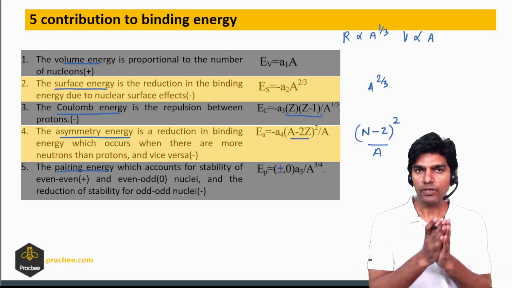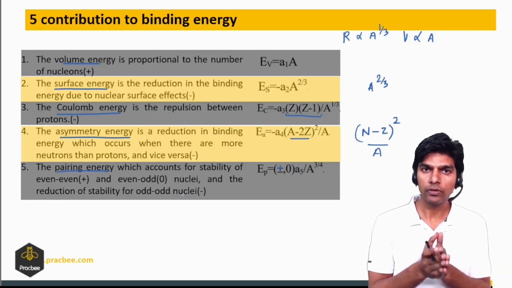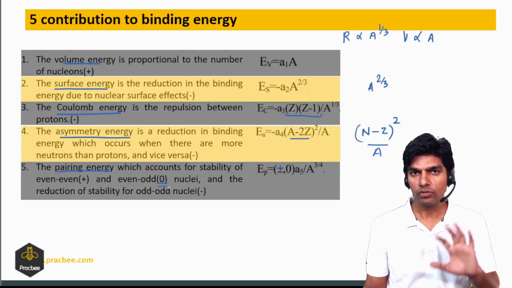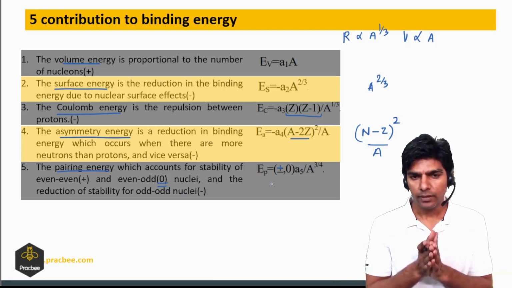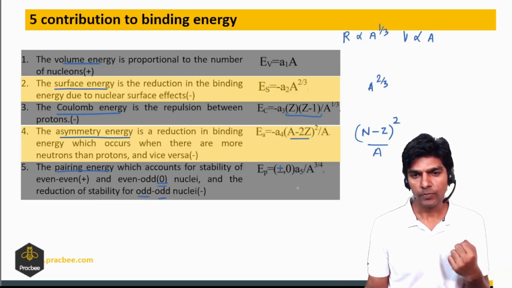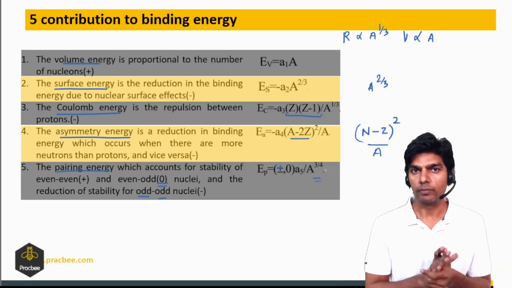And if we have an even number of neutrons and an odd number of protons, or an odd number of neutrons and an even number of protons, it does not hamper the stability. So there will be no change in the binding energy. But if we have an odd number of neutrons and an odd number of protons, it will decrease the binding energy. And this pairing energy is inversely proportional to A raised to power 3 by 2. Only that much you have to remember.